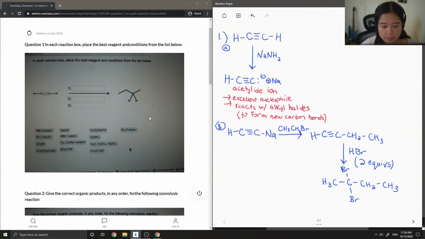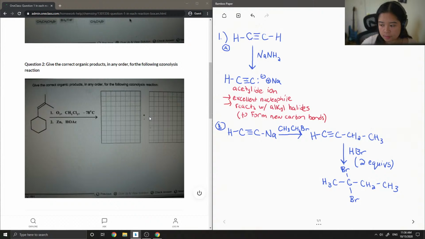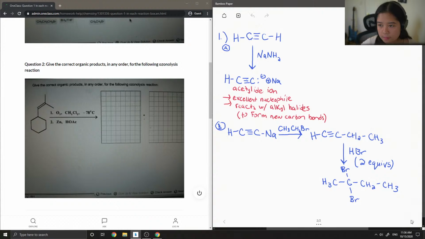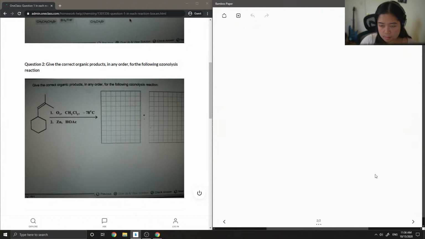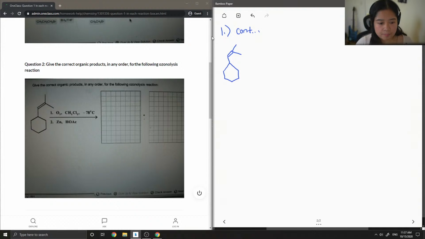So this is a 2-part question. I'm just going to start this on a new page. So this is still question 1, continued. Give the correct organic products in any order for the following ozonolysis reaction. Okay, so we have this hexane, and at the top we have this double bond.